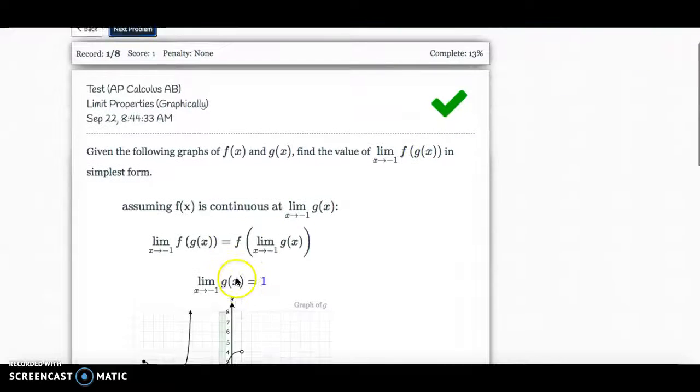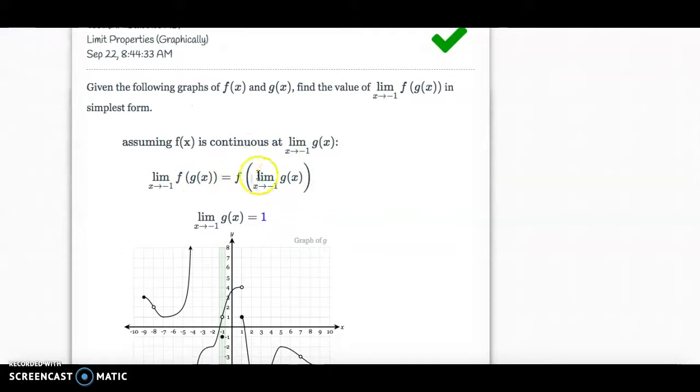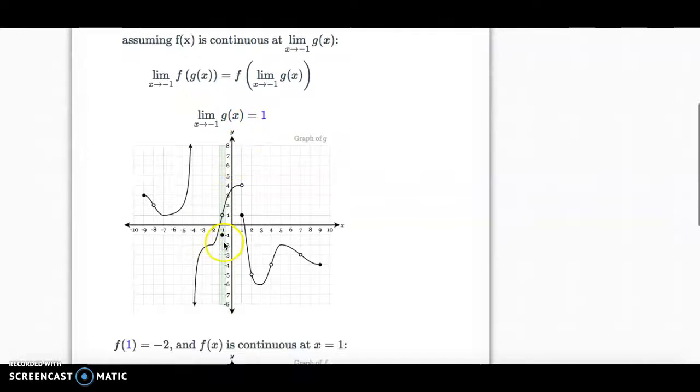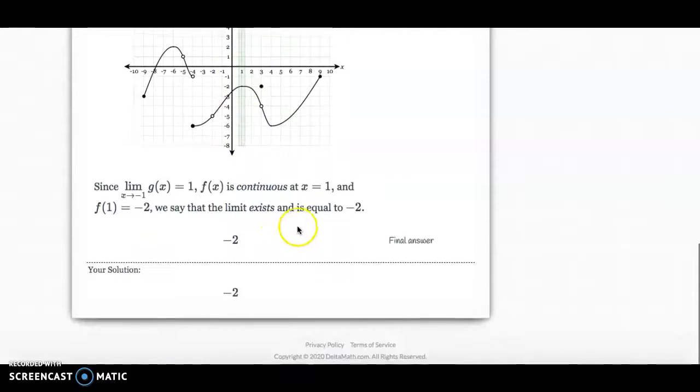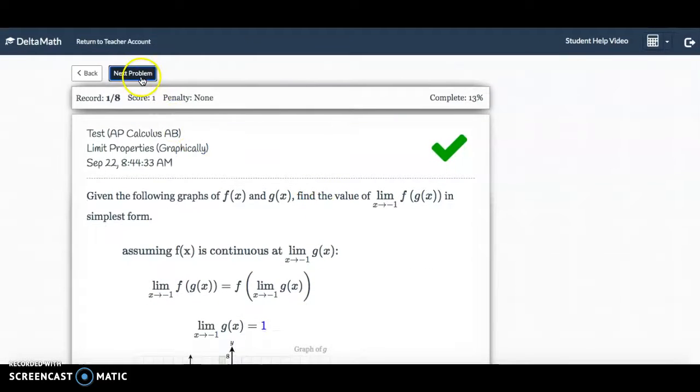And there we go. Then they work through the whole process the same way that I just did. They rewrite it using the composition property, figure out the limit of g of x, and then find the actual point at 1. Let's do another problem.